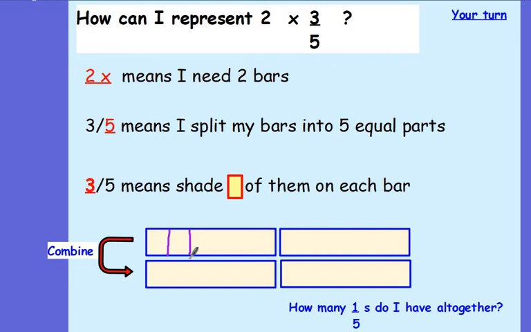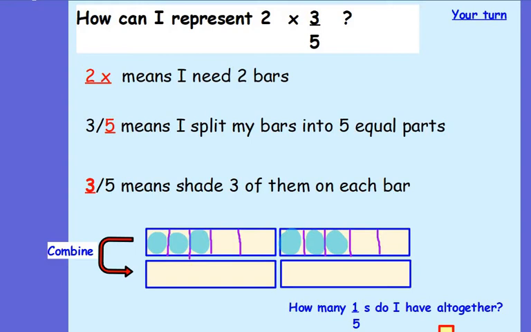So my first bar, 1, 2, 3, 4, 5. Second bar, 1, 2, 3, 4, 5. 3/5 means I need to shade in 3 parts on each of those bars. So let's do that now. 1, 2, 3. 1, 2, 3.